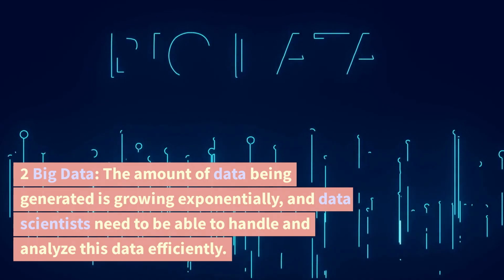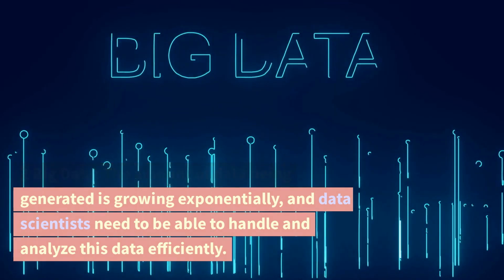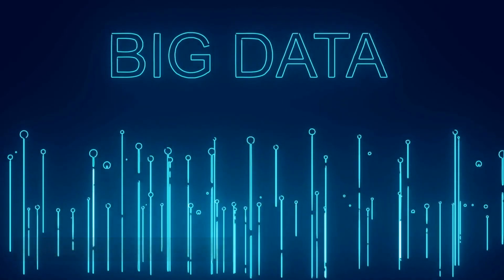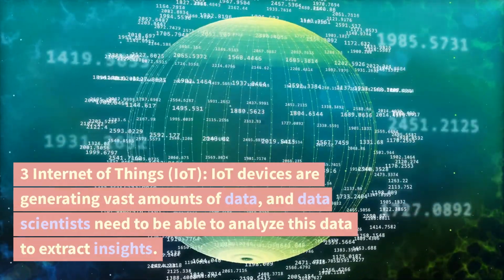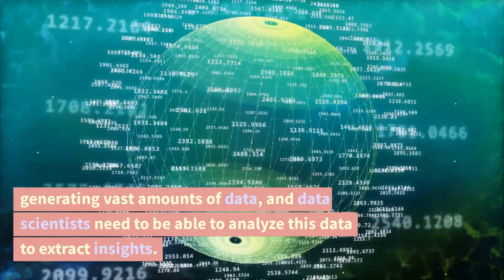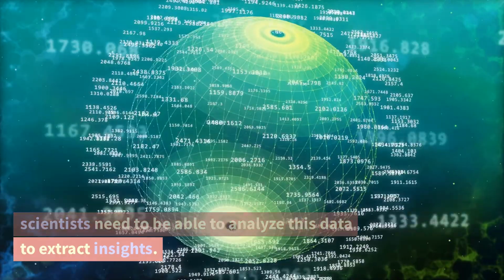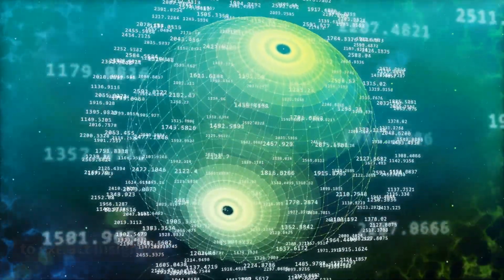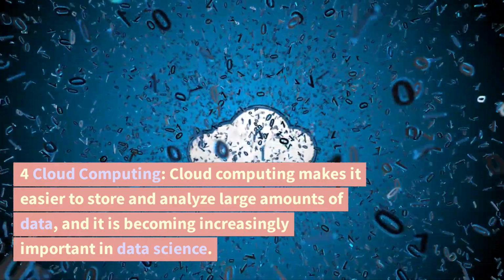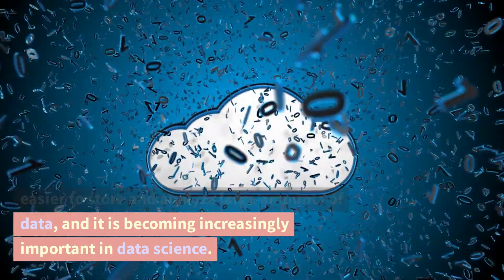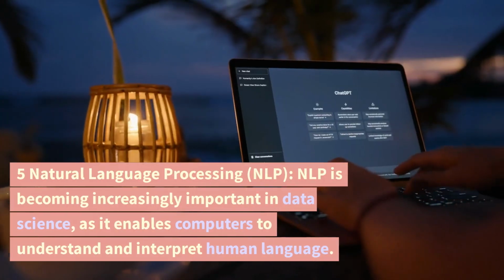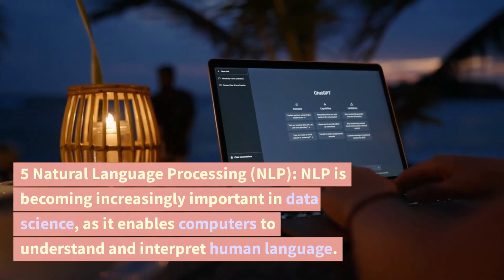The amount of data being generated is growing exponentially, and data scientists need to be able to handle and analyze this data efficiently. 3. Internet of Things, IoT. IoT devices are generating vast amounts of data, and data scientists need to be able to analyze this data to extract insights. 4. Cloud computing. Cloud computing makes it easier to store and analyze large amounts of data, and it is becoming increasingly important in data science. 5. Natural language processing, NLP.